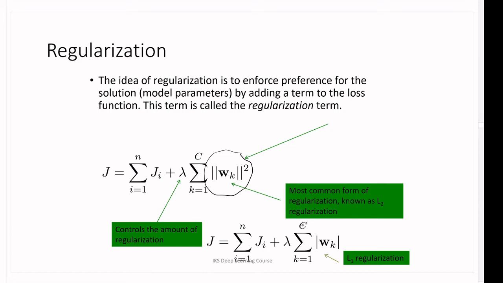There is another way of doing regularization, and that is using the sum of absolute values of the parameter values. Either one is used. The first one, where we are using the square, is known as the L2 regularization, and the one with the absolute values is known as the L1 regularization.